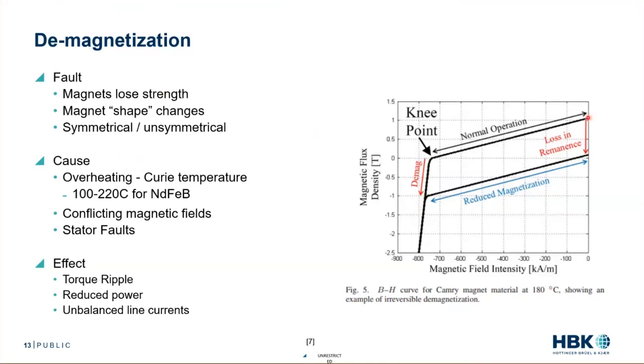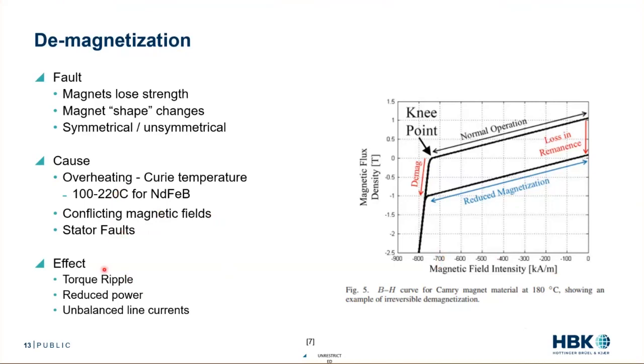So what causes us to go beyond this knee point? What causes us to create that critical failure demagnetization? Well, overheating. It's called the Curie temperature. The Curie temperature for a neodymium magnet is between 100 and 220 C. If we get to these temperatures, we're having a really hard time keeping that magnetization. We have conflicting magnetic fields. If I put too much negative current at that magnet, I'm going to cause demagnetization. And if we have stator faults, funny enough, these stator faults can cause very large negative currents and create demagnetization.